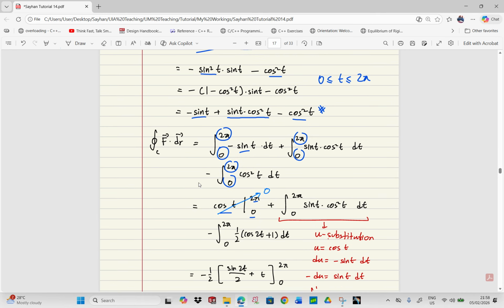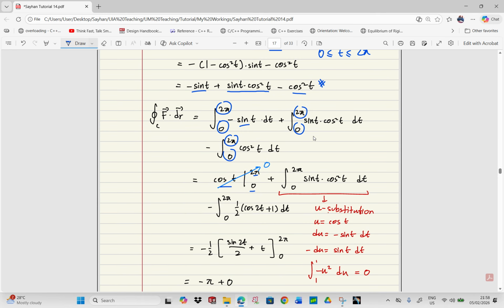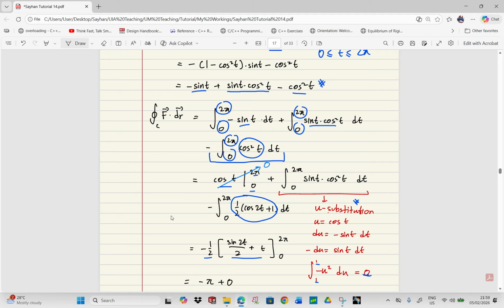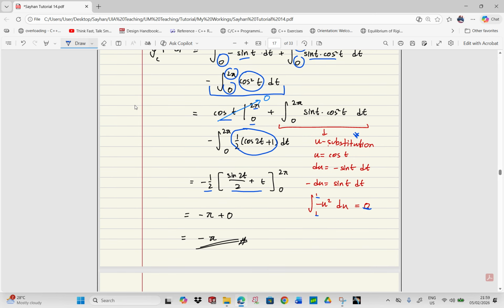Then for sine t cosine squared t, you use substitution again, and just like before you will end up having the same limits. Once you do the U substitution, it is 0, so therefore this part is neglected. So the last part is this one, where you have cosine square 2t. So you basically use the double angle rule. You leave the half to the other side, it becomes a constant. You do the integration, and you end up having negative pi plus 0, so your answer is negative pi. That's for the right hand side.